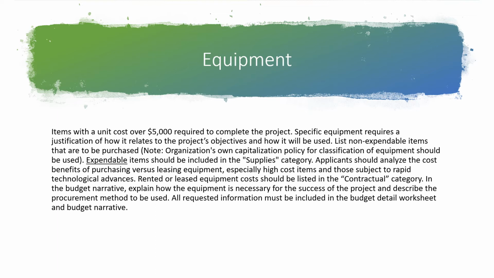So applicants should analyze the cost benefits of purchasing versus leasing equipment. So a lot of times, say I need a particular piece of equipment, I would have to be able to justify a really big expense on one piece of equipment if it's available for leasing instead of purchase, right? So that way I could reduce the cost of the grant by leasing the equipment for the period of the grant, rather than buying a big piece of equipment that I would then get to keep, right? The grant would have paid.